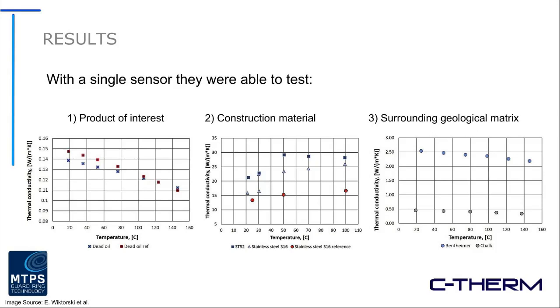So with a single sensor, just with the MTPS, they were able to test 3 different things for thermal conductivity. The product of interest on the left here, so they were able to look at the oil sample itself, the construction material of the wellbore, so looking at the various grades of stainless steel. And 3, they were able to look at the surrounding geological matrix, so various types of geological samples. And I thought that was great because in the entire paper, they were able to use one sensor to test 3 completely different material types.